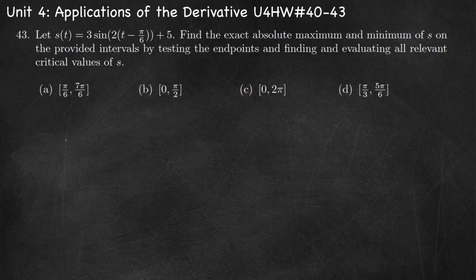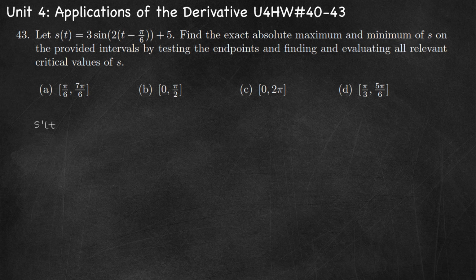Number 43, let S equal 3 times the sine of 2 times t minus pi over 6 plus 5. Find the exact absolute maximum and minimum of S on the provided intervals by testing endpoints and finding and evaluating all relevant critical values of S. So the first thing we're going to do is figure out where we have critical values.